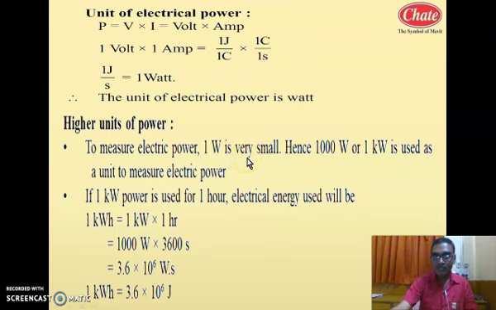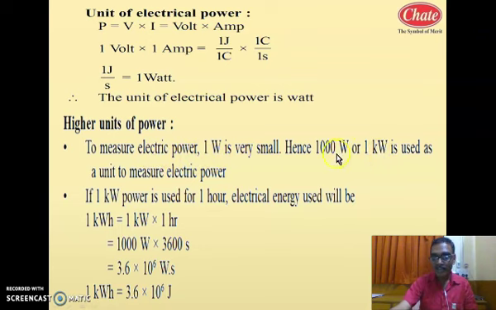Suppose from one city to another city, the distance is not expressed in feet. It is expressed in kilometer, because kilometer is a convenient unit to measure the distance from one city to another city, even though the SI unit is meter. Like this, the SI unit for power is watt, but it is a small unit to measure the electric power. Hence the convenient unit is kilowatt. So what is 1 kilowatt? 1 kilowatt equals 1000 watt.